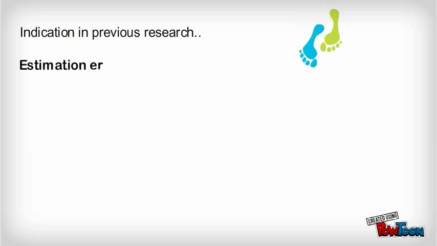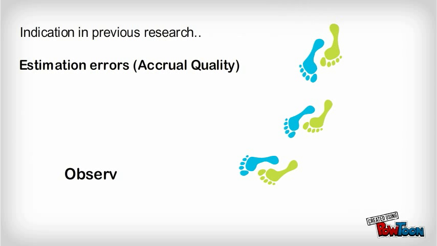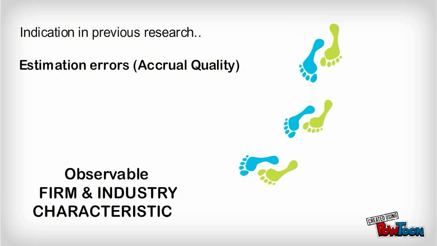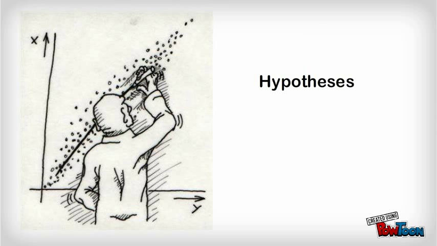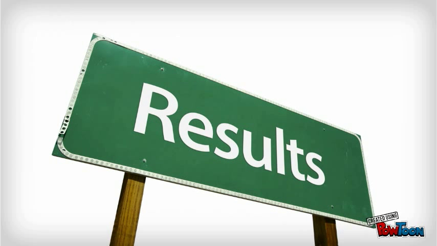Professors Deco and Ditchev found some indications in previous research that the estimation errors can be linked to observable firm and industry characteristics like firm size or volatility of sales. They developed a number of hypotheses, did some regressions, and here is what they found.